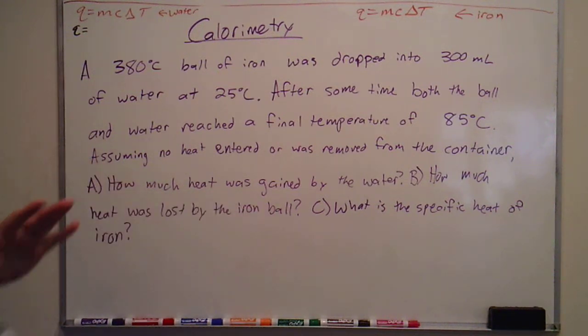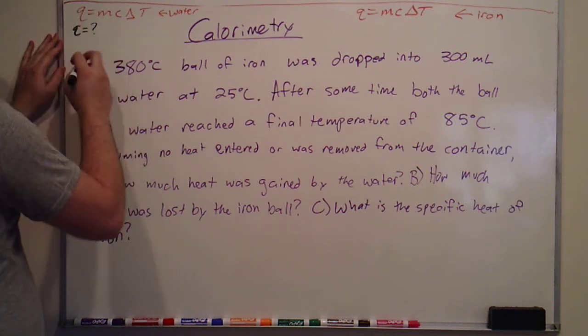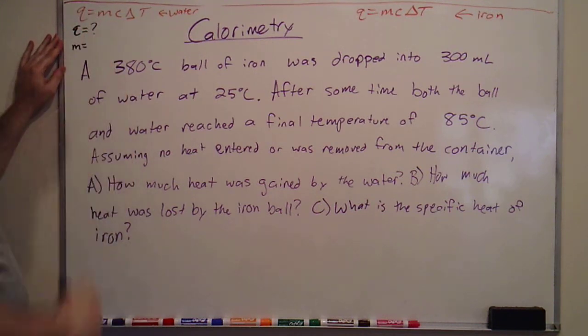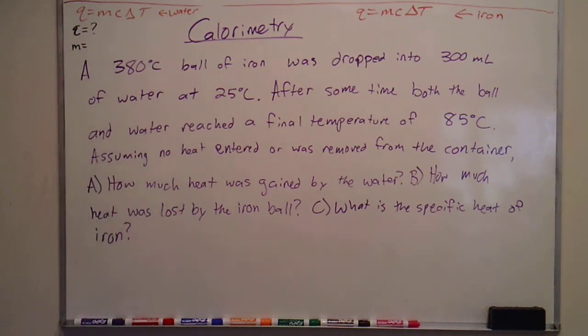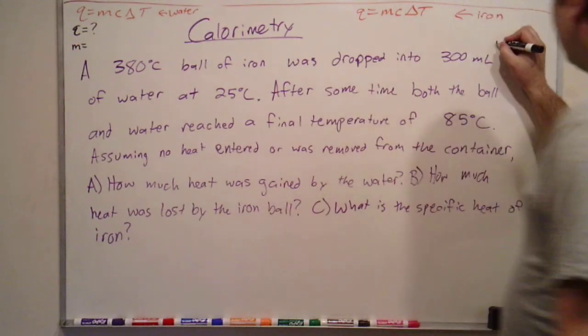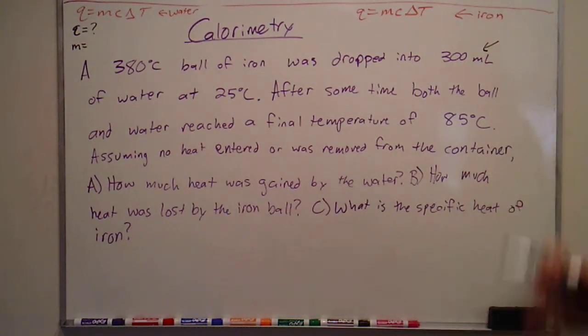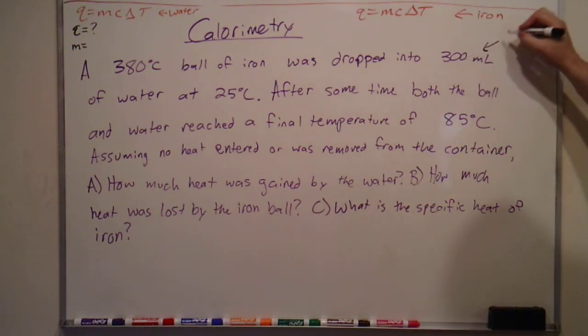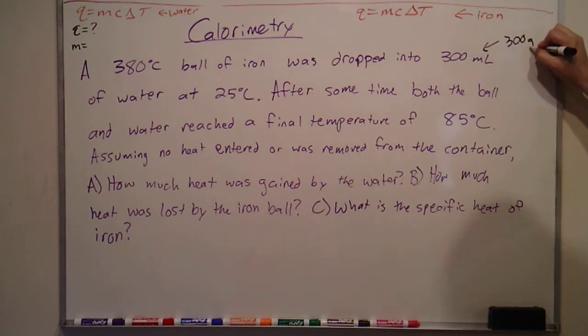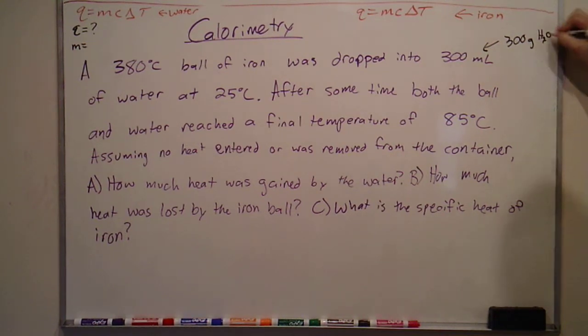You're probably not going to know that. M, the mass of water. You aren't explicitly given it, but you're given milliliters. Remember, density for water is 1 gram for 1 milliliter. So if you have 300 milliliters, that means you have 300 grams of water.